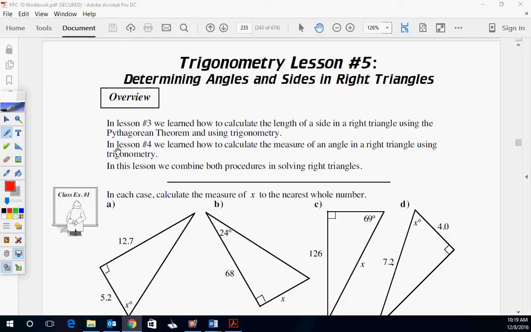Unit 6, lesson 5. We're on page 235. Okay?